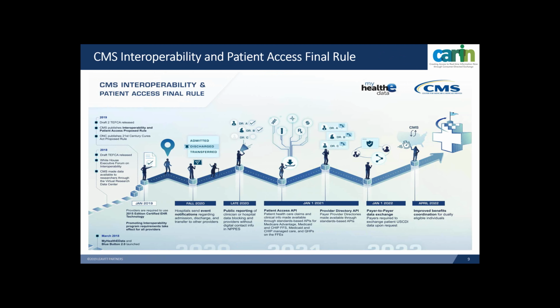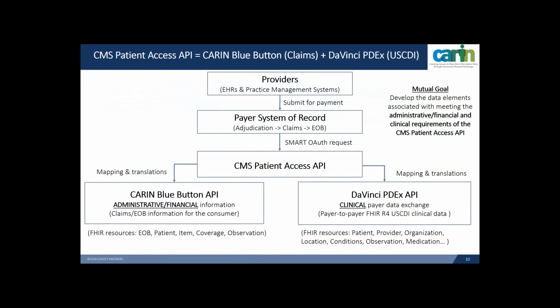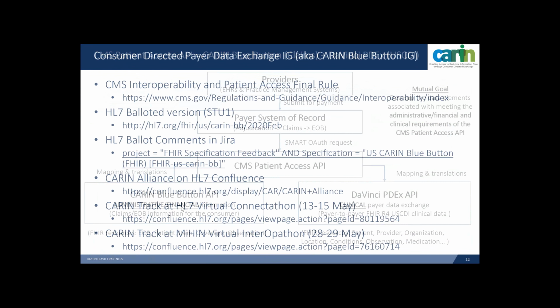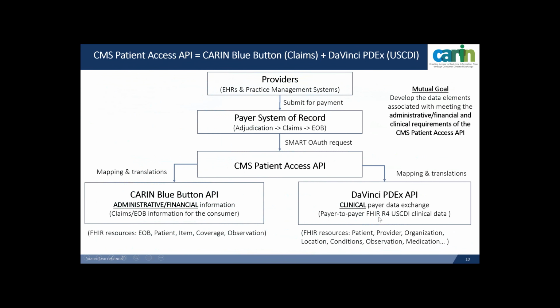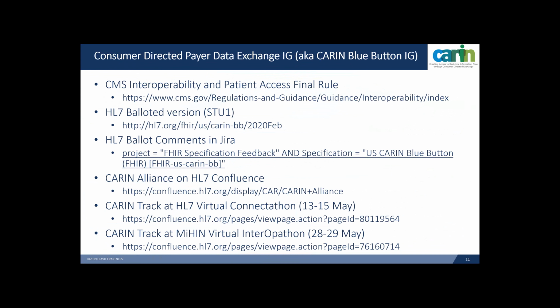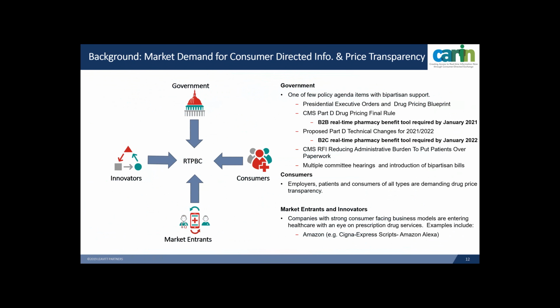And so sometime between January and July 1st, all of the health plans that are government sponsored will be implementing this API infrastructure. What are we doing as far as the APIs themselves? We won't get into a lot of detail here, but the CMS Patient Access API involves administrative and financial data, which is CARIN Blue Button, and it also involves clinical payer data, a 5-year look back, through Da Vinci or through USCDI. So both of those pieces of information are going to be aggregated by the individual member. A lot of great links for you to take offline. We don't have time to discuss.